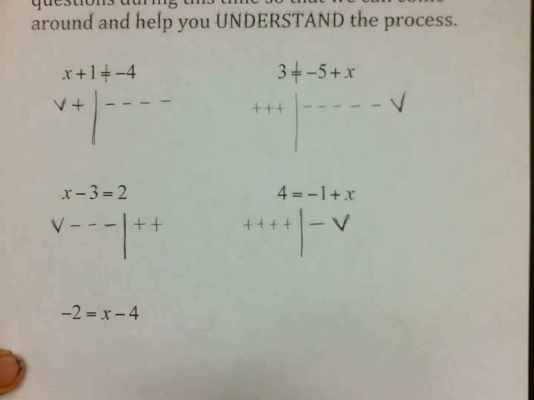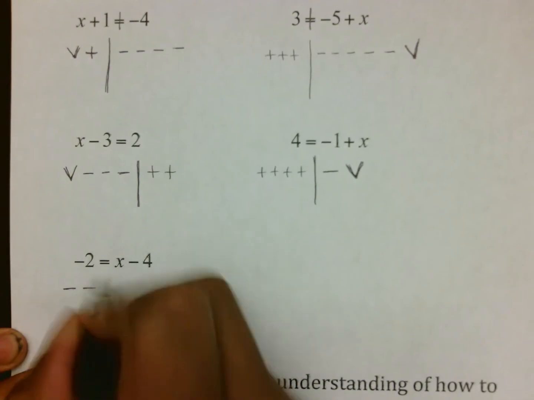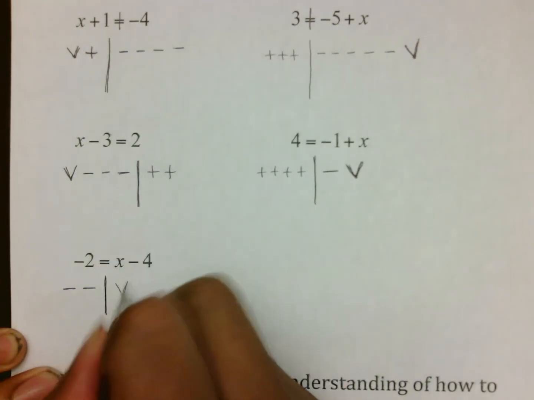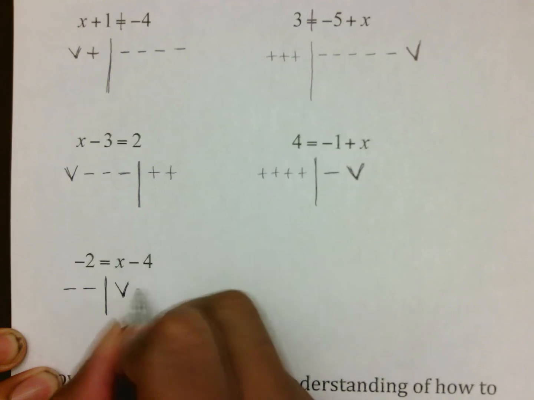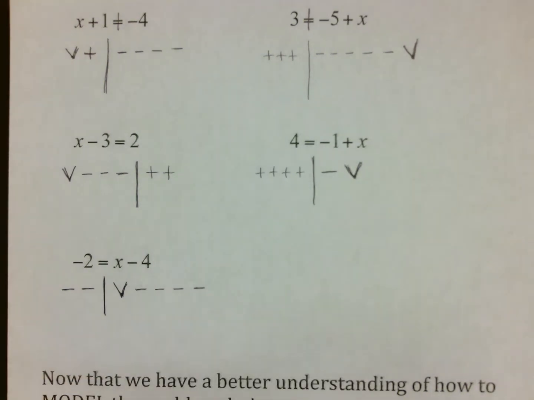The last one, negative 2 equals x minus 4. Again, negative 2 means put down 2 negatives. Equal means draw your wall. X would be a cup. Minus 4 is 1, 2, 3, 4 negatives. And again, that is how we model that in the initial part.